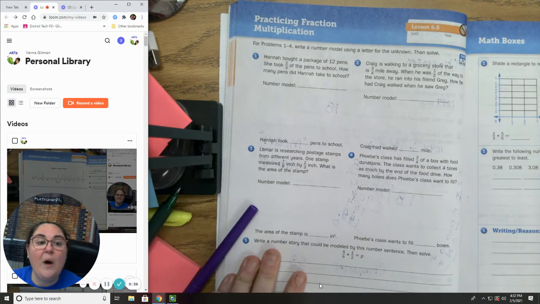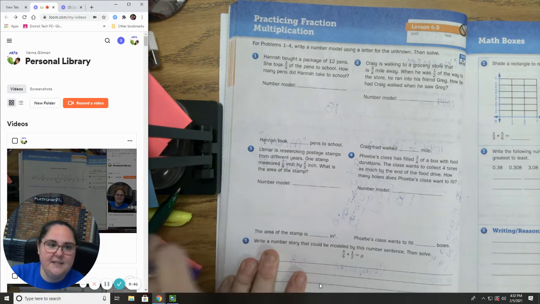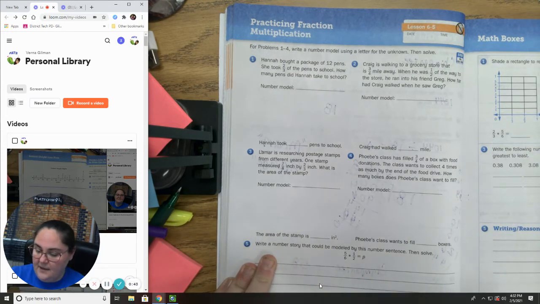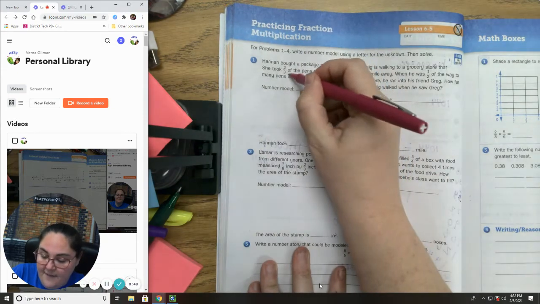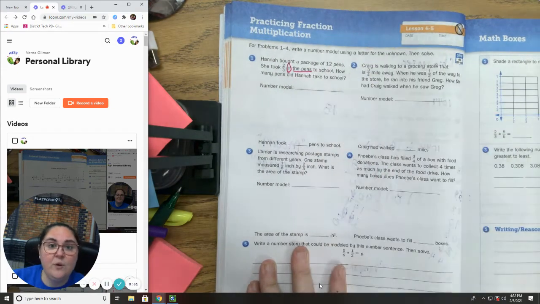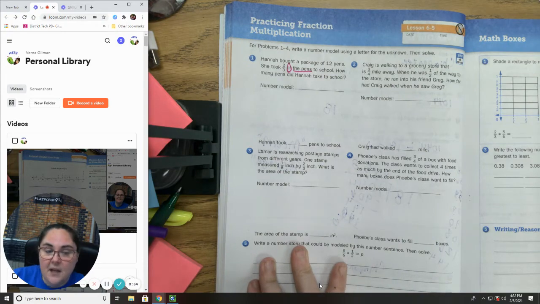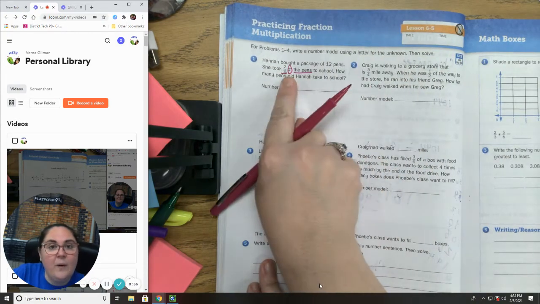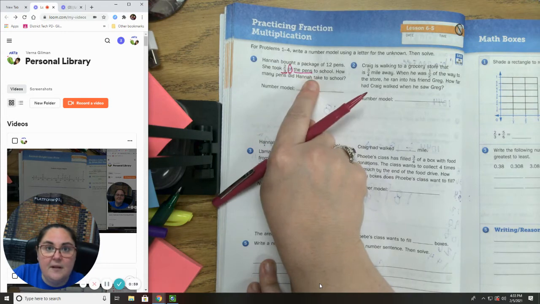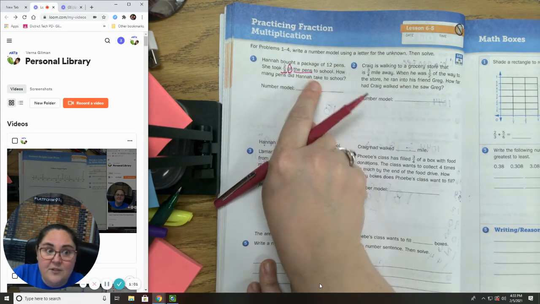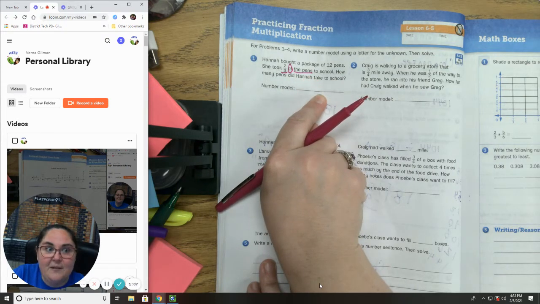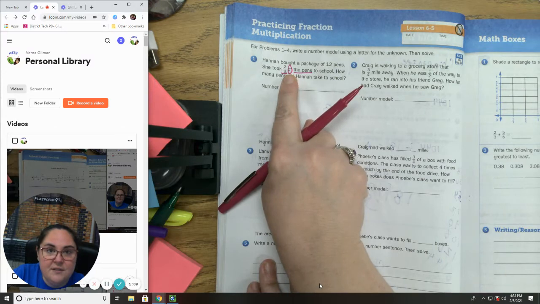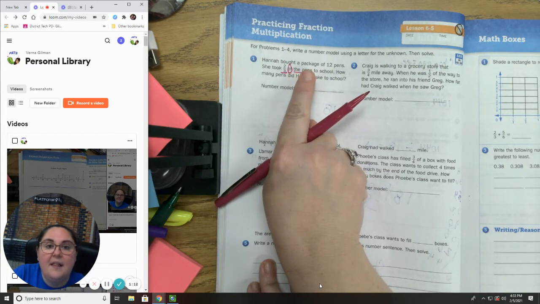So Hannah bought a package of 12 pens. She took 2/3 of the pens to school. How many pens did Hannah take to school? Okay, so 12 pens. She took 2/3 of the pens. So I know the word "of" means multiply. Using this part of my number story, I can write my number model. 2/3 of the pens.